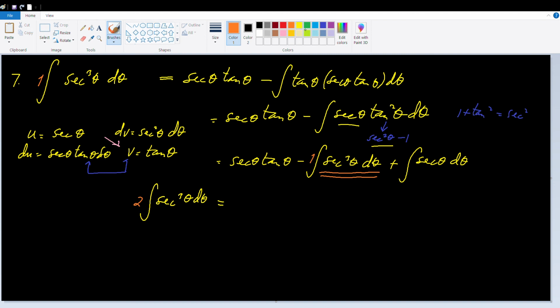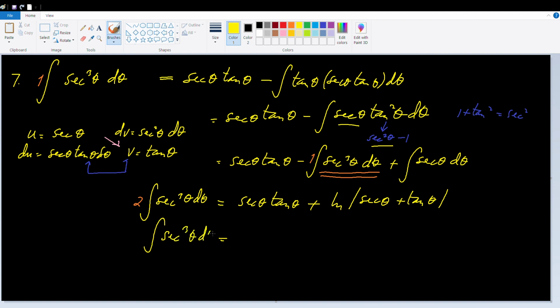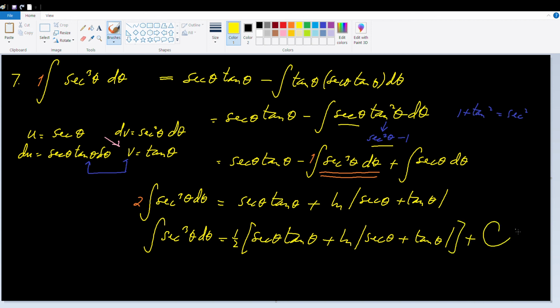Okay? So we have here secant theta tangent theta plus the integral of secant theta d theta, which is ln of the absolute value of secant theta plus tangent theta. Then let us reserve the constant for later. So we now divide everything by 2. That will be secant cube theta d theta equal to 1/2 of secant theta tangent theta plus ln absolute value of secant theta plus tangent theta plus c.